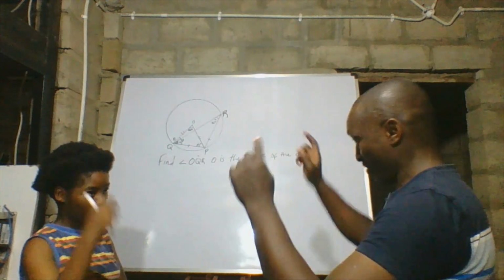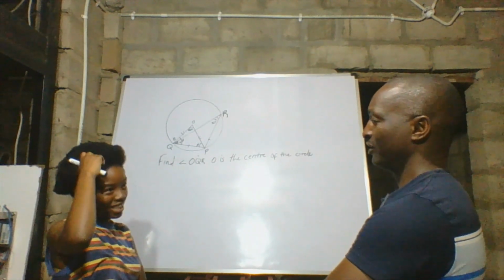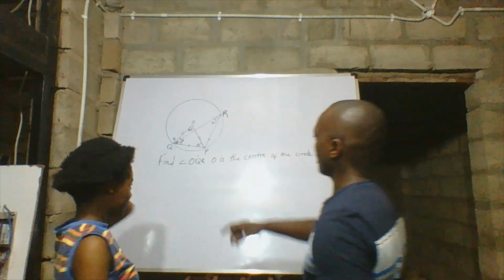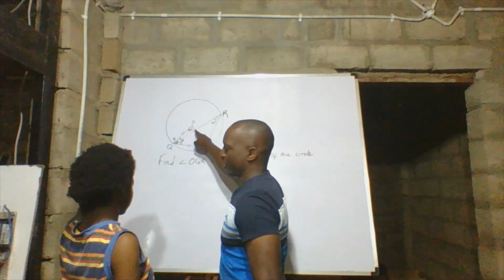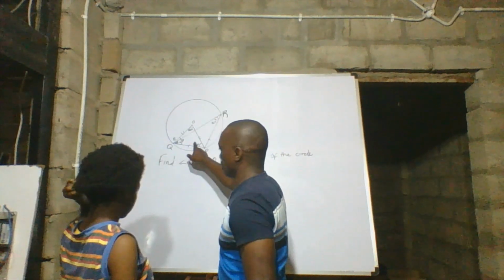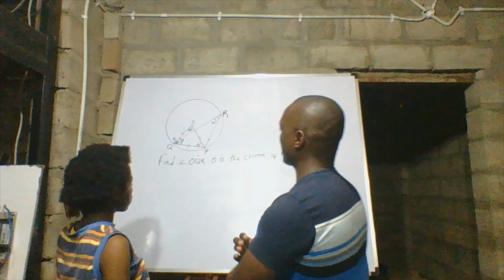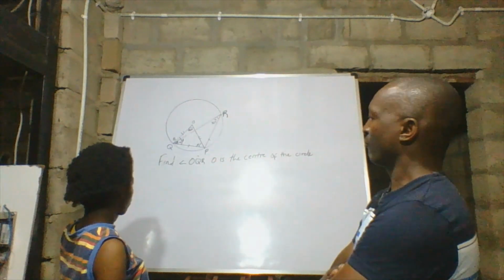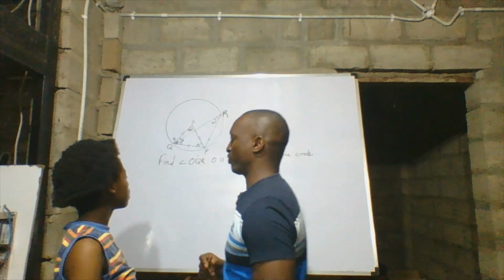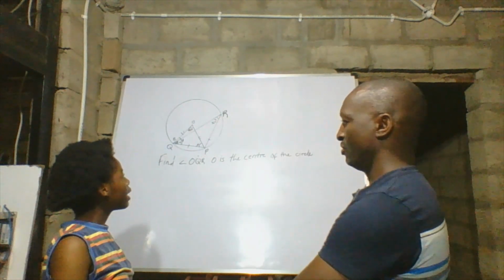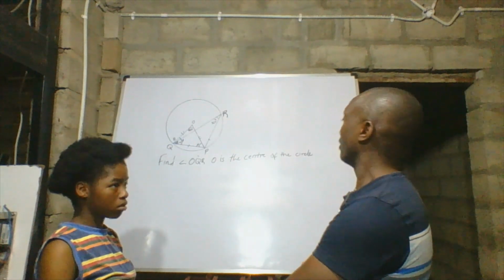How many angles in a triangle? How much do they add? 180. So if this is an isosceles triangle OPQ, and that angle is already 60. But we know that in an isosceles, this angle and that angle are the same. So how many degrees is the Y? Because Y plus that plus that plus that is going to give us 180. Y is 60 degrees.